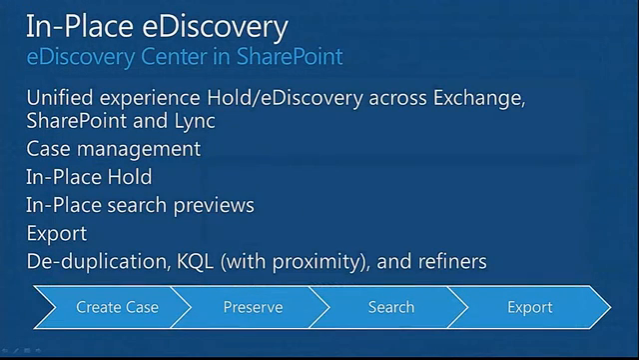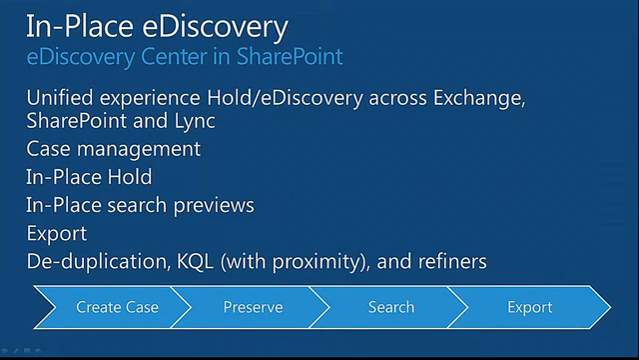All right, so just to summarize, for in-place e-discovery, you've got a unified experience for holding e-discovery across all the 3 workloads from one interface. You've got case management capabilities now, so you can go ahead and run queries and e-discovery queries across the same set of data for multiple cases. You've got in-place hold and in-place search previews. So the search preview is actually of data that's live, that's in place. It's not moved over to a third-party storage, journaled somewhere that you have to go to a separate interface to access.